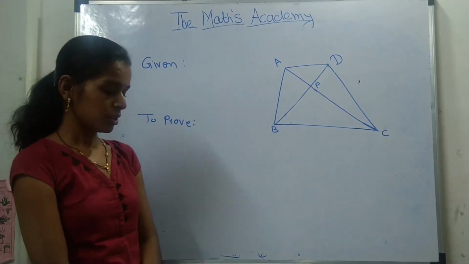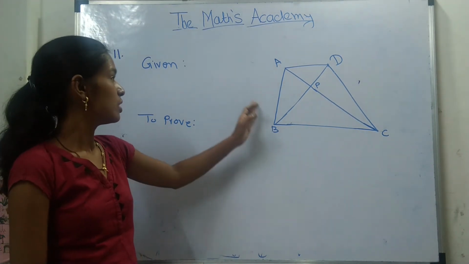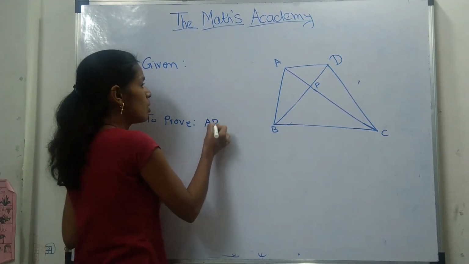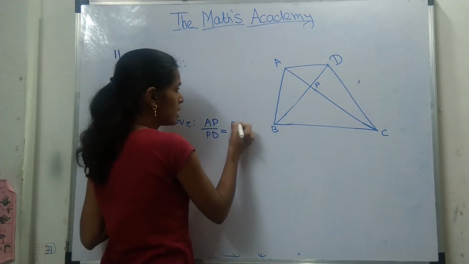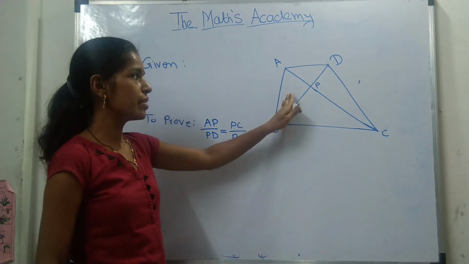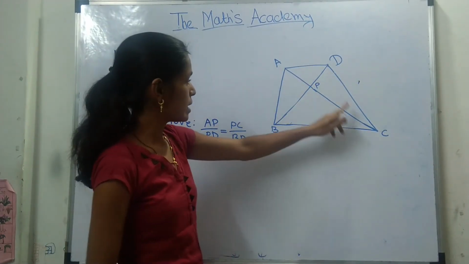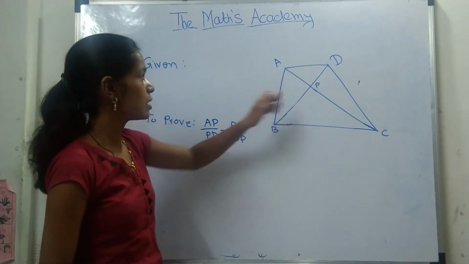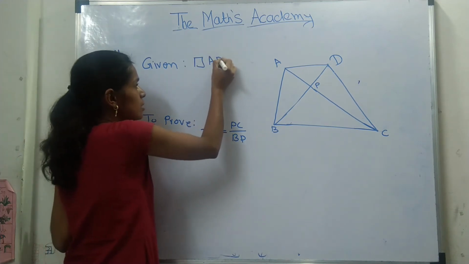Hello students, so let's go towards the 11th question. This is the figure of the 11th question. Here you have to prove the result that AP upon PD is equal to PC upon BP. This is the figure given to you, and for proving this result it is given that ABCD is a quadrilateral.